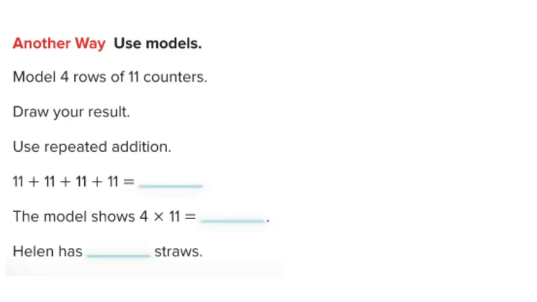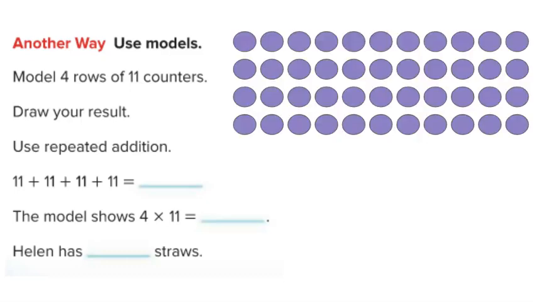Another way that we can solve it is using counters. So we could make 4 rows of 11 counters, which would look like this. So we have 11 plus 11 plus 11 plus 11, and that would give us the answer of 44. So the model shows that 4 times 11 is equal to 44, and that gives us our answer that Helen has 44 straws.